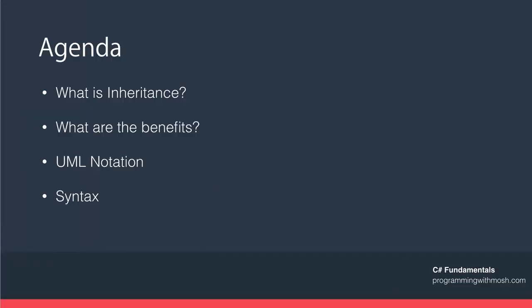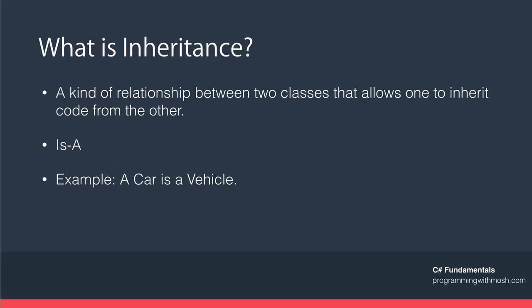Okay, inheritance. In this lecture, I'm going to tell you what is inheritance and why we use it. Then I'm going to show you an example of inheritance using UML notation. UML stands for Unified Modeling Language, and it's a graphical language for representing classes and their collaboration. And finally, I will show you the syntax of inheritance in C#, and then we'll do some coding. So let's get started. What is inheritance?